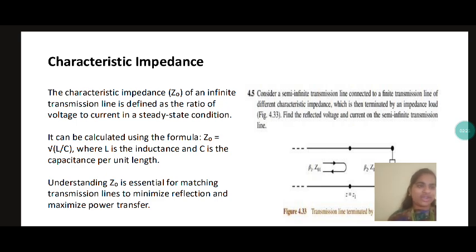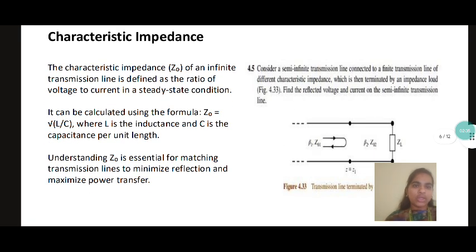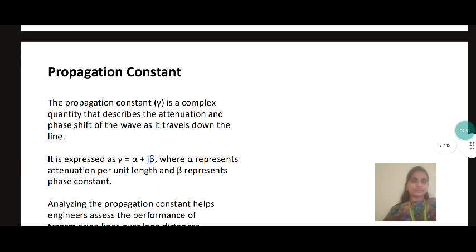Consider a semi-infinite transmission line connecting to a finite transmission line of a different characteristic impedance. There is the impedance, reference voltage and the semi-infinite transmission line, with the load impedance, as shown in the diagram. Based upon the diagram, Z0 = root of L by C, where L is the inductance and C is the capacitance. Understanding Z0 is essential for matching transmission lines for minimum reflection and maximum power transfer.